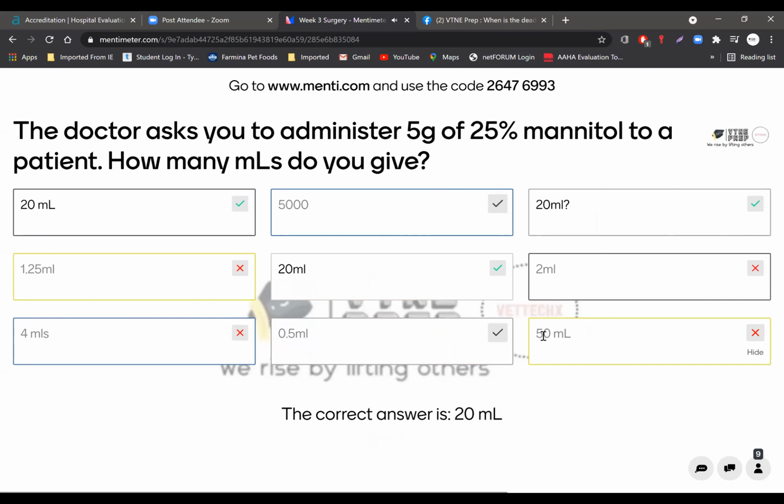Great. So if you guys know, 25% is 250 milligrams per mL, right? 5 grams would be 5,000 milligrams. So divide that by 250 milligrams per mL. That's 20 mLs, correct? Very good.